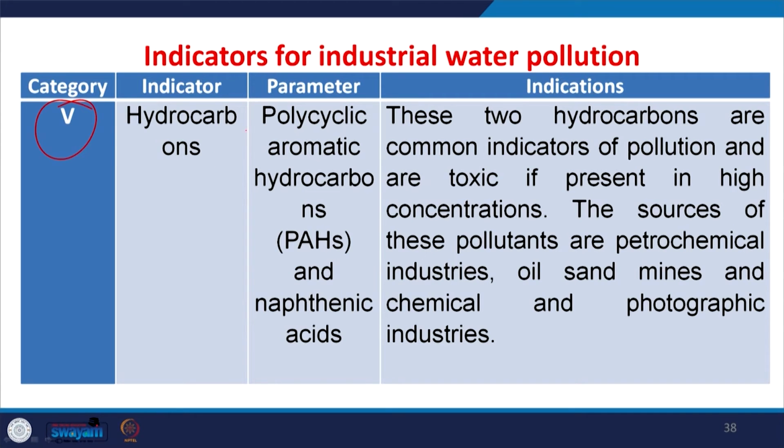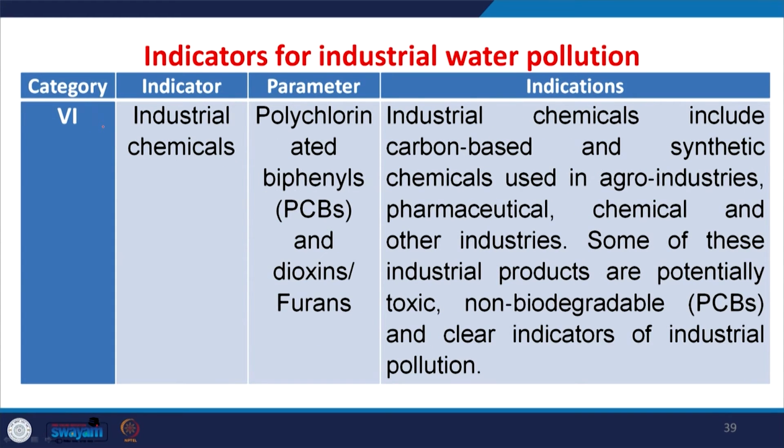The fifth category is attributed to hydrocarbons, polycyclic aromatic hydrocarbons and naphthenic acids. Now, these hydrocarbons are common indicators of pollution, and they are toxic in nature if present in high concentration. The sources of these pollutants are petrochemical industries, oil sand mines, and chemical and photographic industries.